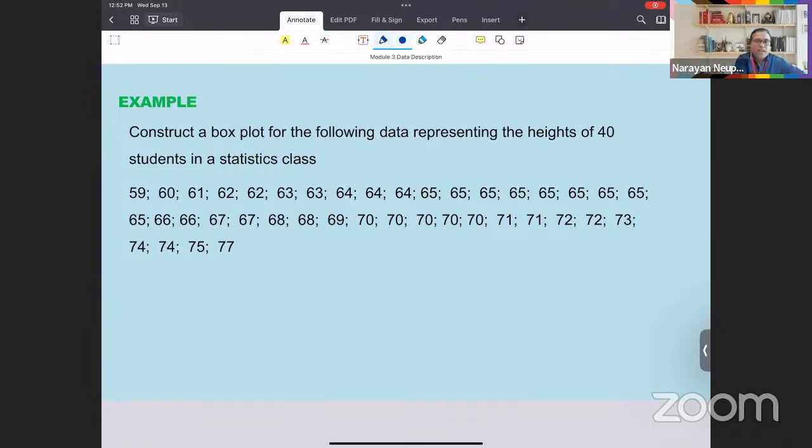So here is the data. Construct a box plot for the following data representing the height of 40 students in statistics class. Now, what I want you to do is enter the data in the calculator and find the 5-number summary. In the meantime, I'll just go to restroom and come back. I'll not go with the mic because it catches the sound.